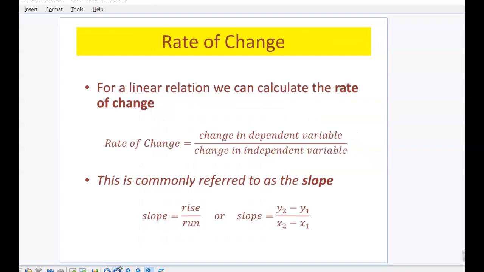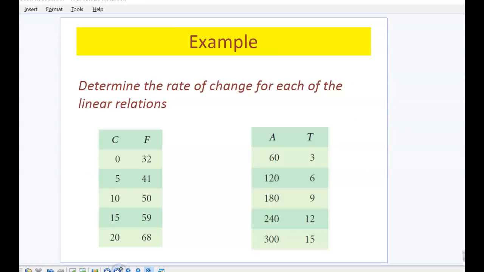For a linear relation, we can calculate the rate of change. And the rate of change is basically the change in the dependent variable, so the change in the y value, divided by the change in the independent variable, which is the change in the x value. And this is commonly referred to as the slope. So slope is really rise over run, or mathematically, it's the y coordinate of point 2 minus the y coordinate of point 1, which is really my change in y, divided by my x coordinate of point 2 minus my x coordinate of point 1, which is really my change in x.